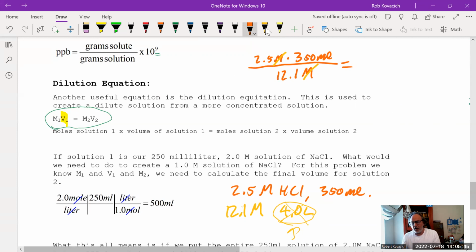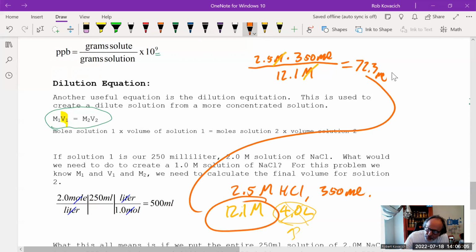And let's see what I get here. 2.5 times 350 divided by 12.1. So I got 72.3. All right, milliliters. So what does that mean? That means if I take 72.3 milliliters of the 12 molar stuff and put it into a container and then fill it up with water, awesome. I'm going to have a solution that's 2.5 molar and it's 350 milliliters large.